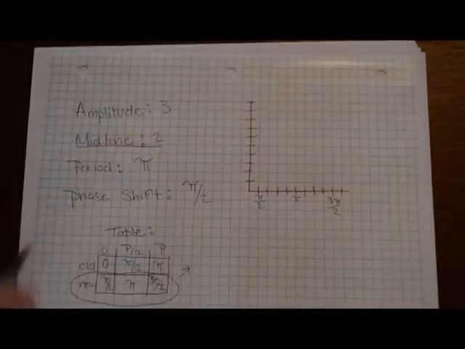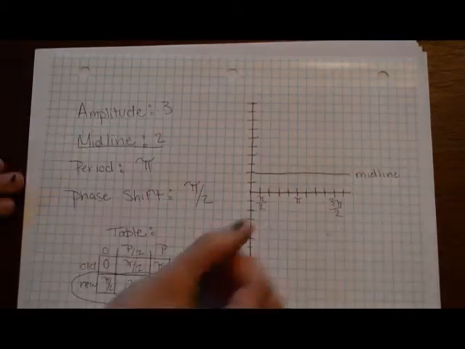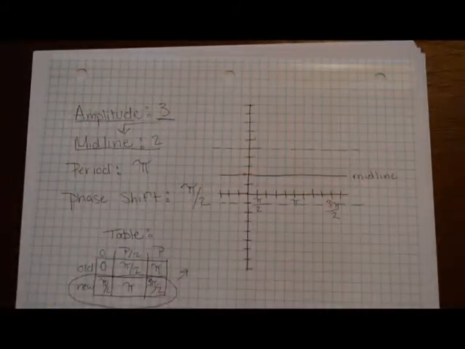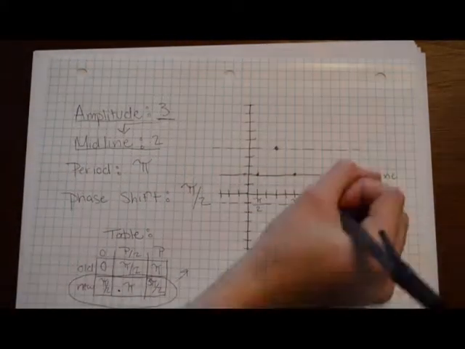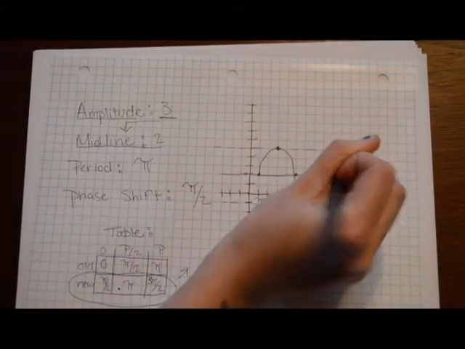Make sure to use the new equation to plot your graph. Then proceed to draw the midline, amplitude, and all of your points. Don't forget to smoothly connect them, and you're finished.